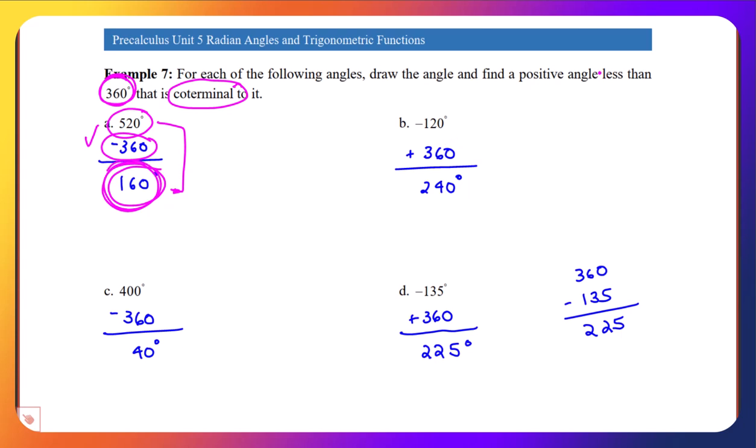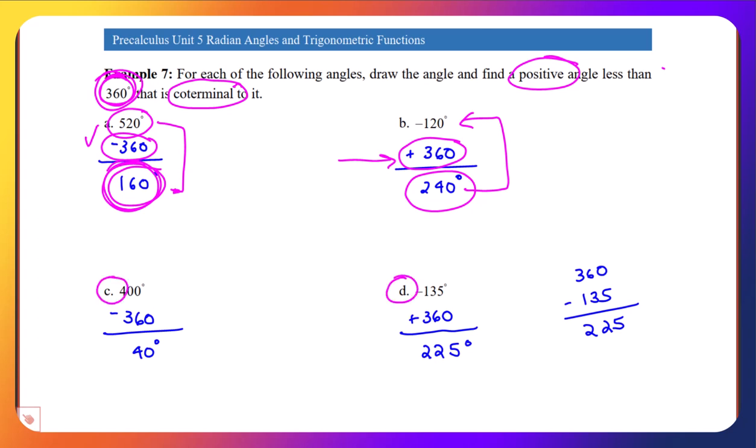Here, they want a positive angle less than 360. If I add 360, it means I go around once to the negative 120, I'll get 240. These two must be coterminal because they differ by one rotation. Why don't you try C and D, thinking about what you need to do to add or subtract 360 to get to a positive answer less than 360. The answers are here for you to compare.